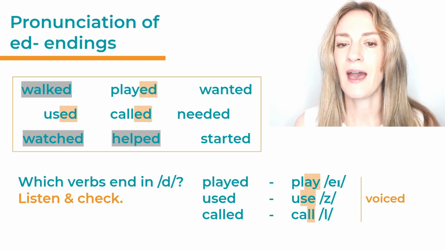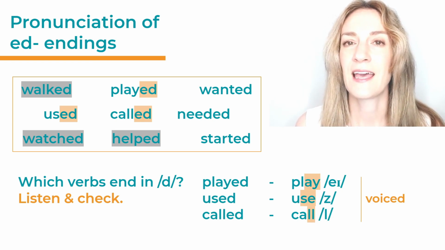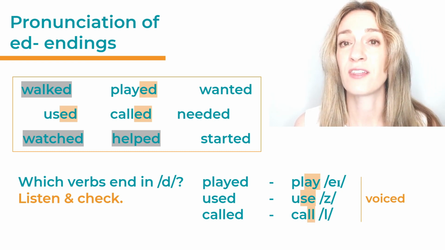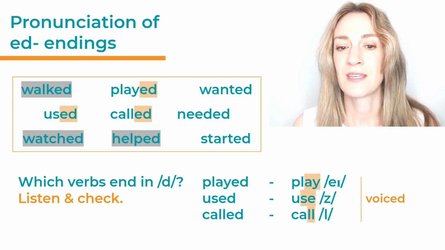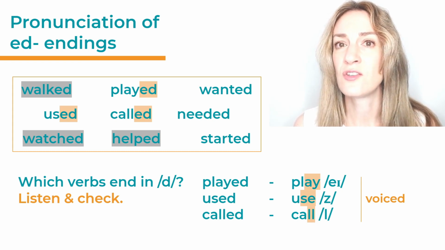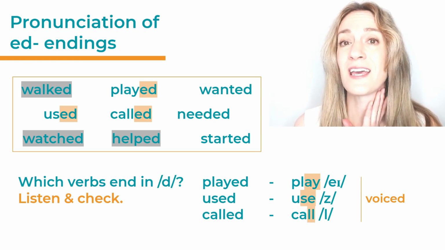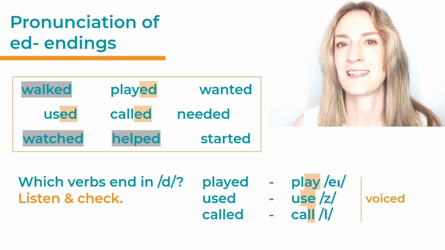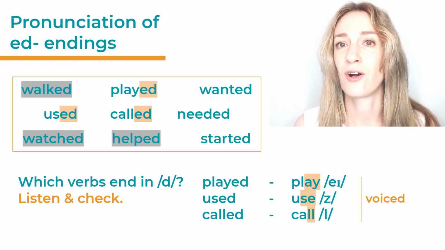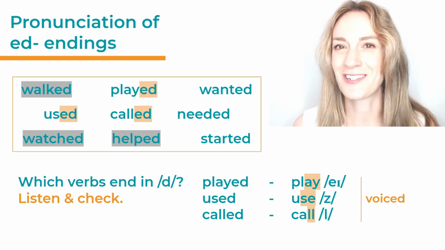So here we have played, the infinitive form is play, and that is an A sound, a diphthong. This is a vowel sound, and we know all vowel sounds are voiced. In used, the infinitive is use, and z is a voiced consonant. And again, you can always do the test. A, z, very clear vibration. Those are voiced sounds. And then in called, the last sound for call is l. Again, very clear vibration, a voiced consonant.